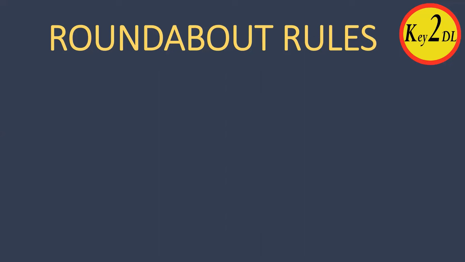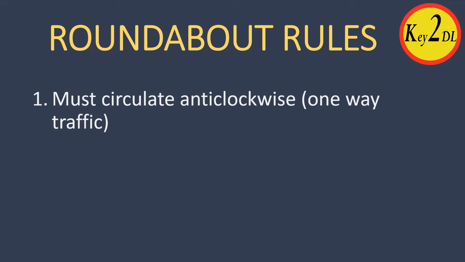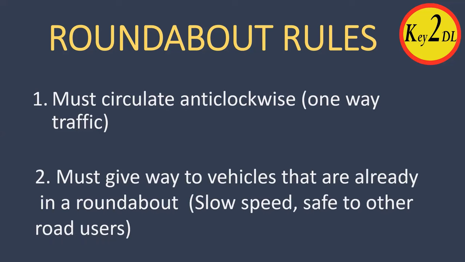Okay, then let's talk about some roundabout rules. These are actually simple, not very complicated rules. One must circulate anti-clockwise, and this is one-way traffic. Anti-clockwise means left to right, always left to right. Left to right has the priority, and it is one way. So that is the primary rule. The secondary rule is that you must give way to vehicles that are already in the roundabout. Those already inside the roundabout get the priority. When you are trying to enter, you adapt your speed and give way to other road users. Sometimes it is a pedestrian, sometimes other vehicles. But once you enter, you get a little more priority than others.